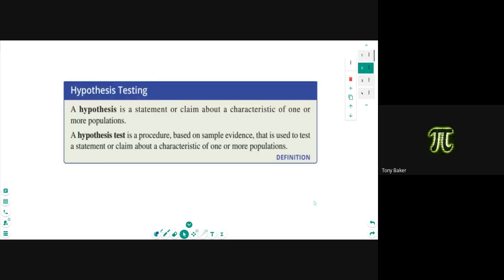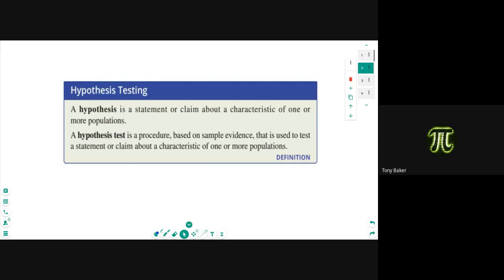All right, just like in science class, a hypothesis is the statement or a claim that you are making. So in this case, it's a statement or claim about the characteristics of one or more of the populations. So this is what you believe to be true or what you're trying to test to see if it's true. The hypothesis test is a procedure based on sample evidence that's used to test a statement or claim about the characteristics of one or more of the populations.